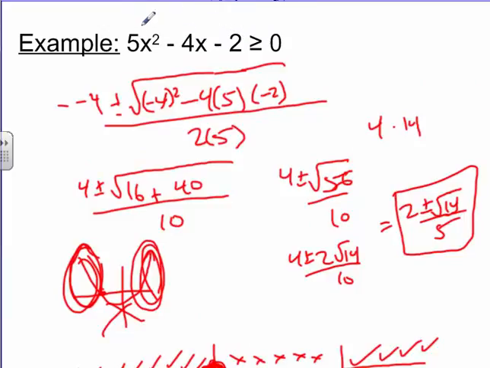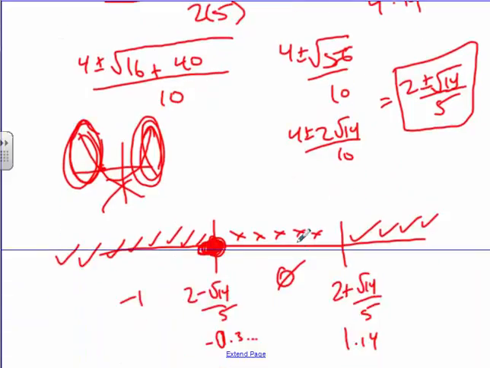If I try 0, that's a 0, that's a 0. Is negative 2 greater than 0? It is not, so therefore I have x's there, right? And then over here, I should pick a number that is greater than 1.14, like say, let's go crazy, let's go 100.